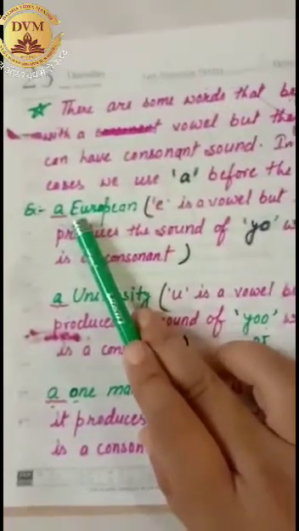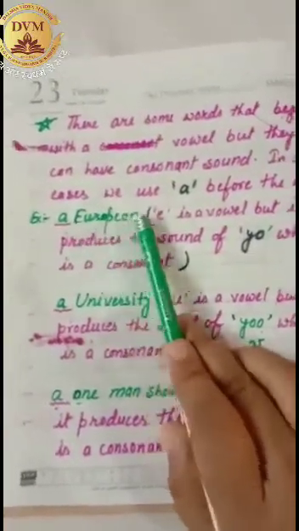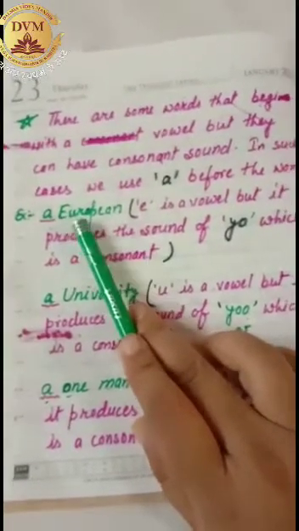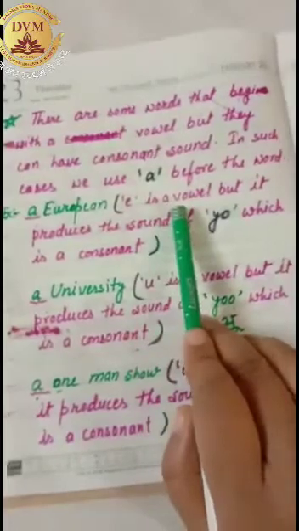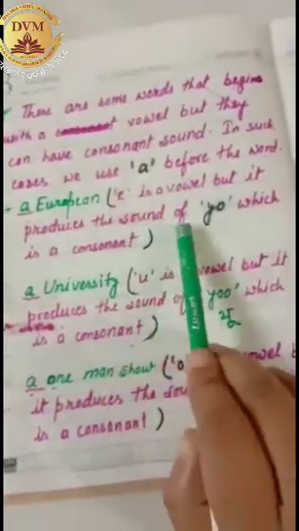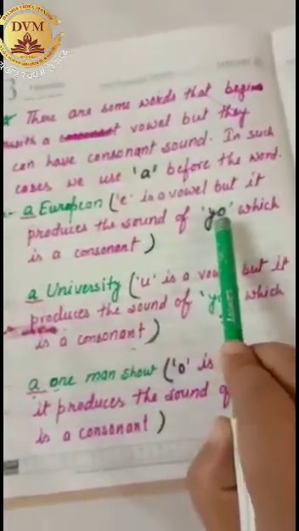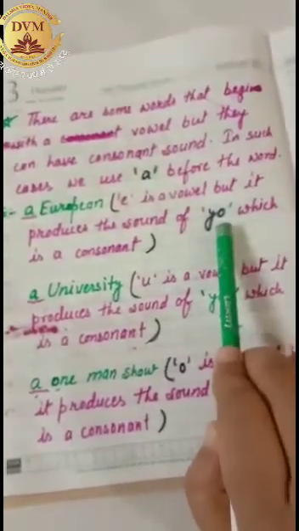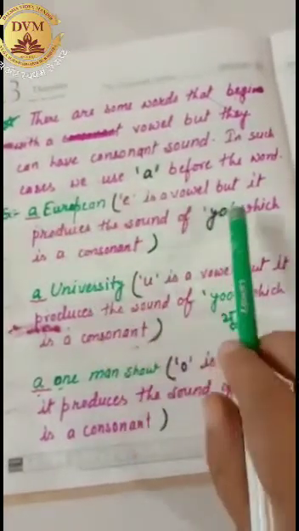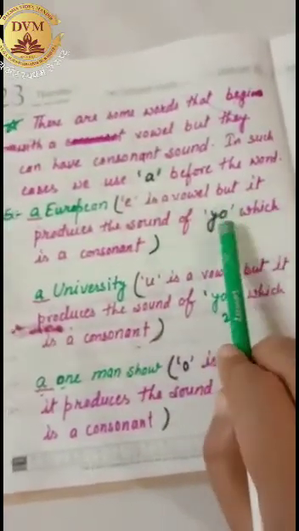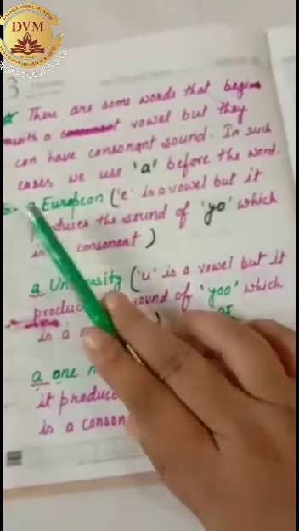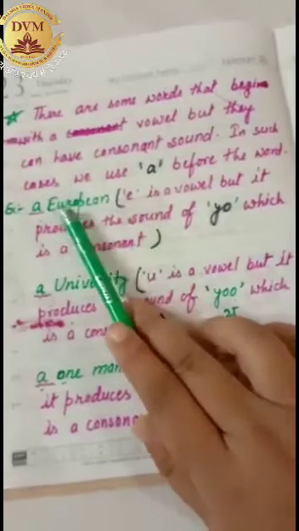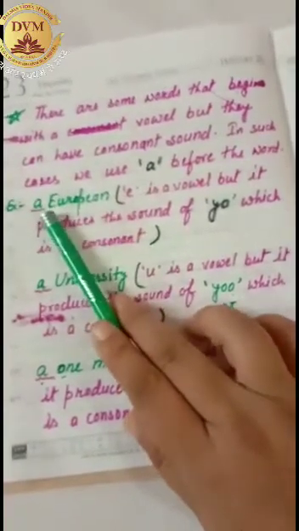European is starting with E, but the sound of European, okay, E, European भी हम लोग नहीं बोल रहे इसको, European. The sound of E is a vowel here, but it produces the sound of yo. European, right? European, which is a consonant sound. It is starting with a vowel but giving a consonant sound. So we will use a before it. So this is very important for you. वॉवल से स्टार्ट हो रहा है लेकिन साउंड कॉन्सोनेंट की आ रही है तो हम लोग क्या यूज़ करेंगे ए.